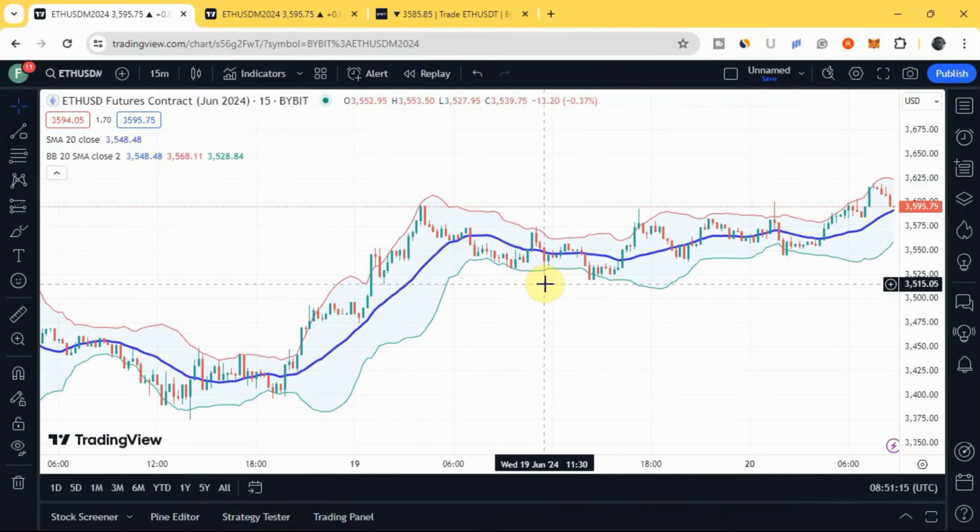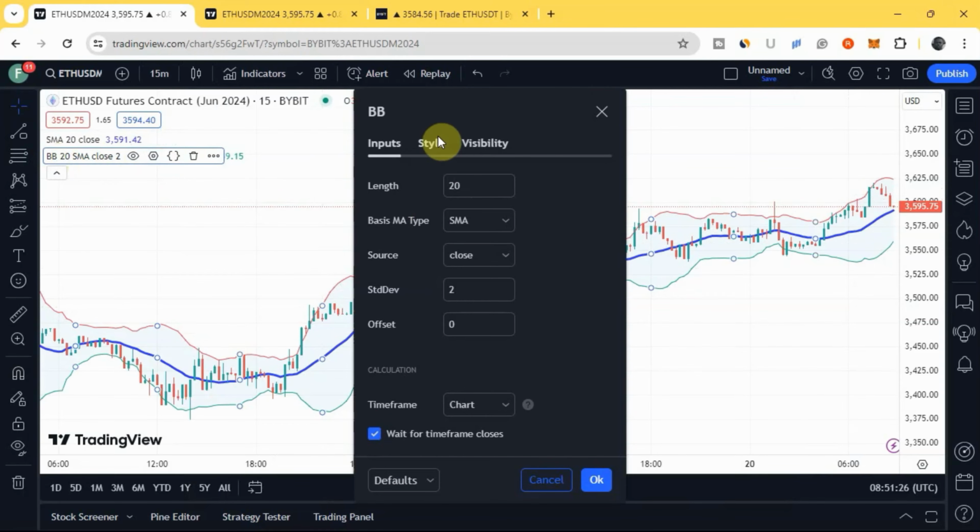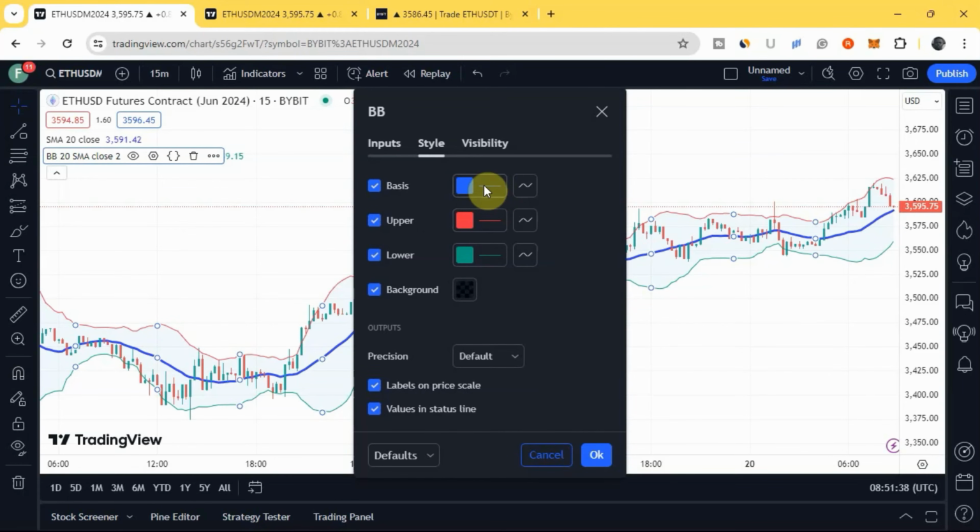So we can see the line is thin again. So let's increase the line. So I just come right here. This is the Bollinger Band. So you can see it has added it. So this is BB20. Just click on the settings right here. Click on it, and then you come to style. And then you can see right here, you have the basis line, the upper band, and the lower band.